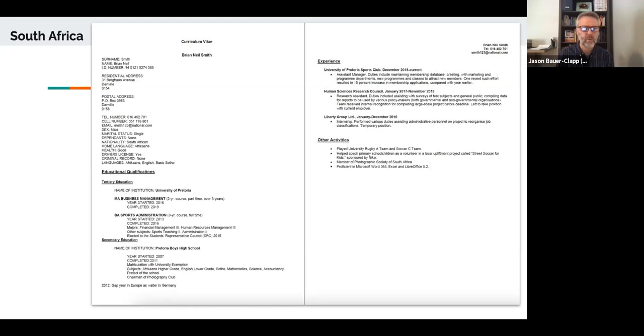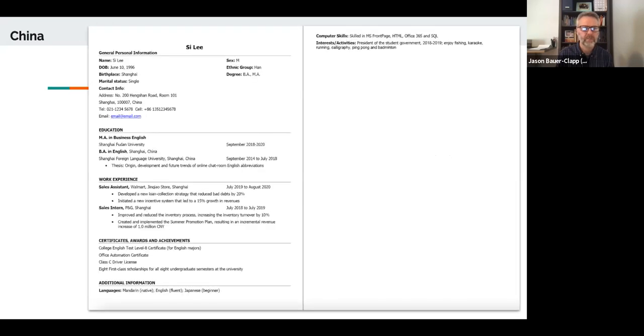And let's see if I have one more example. I think so. Yeah. So China. So we've got a general personal information section, again, birthplace, contact information, those types of things, education. Again, like we've seen, I think on every single one of these examples, education is really playing a leading role.